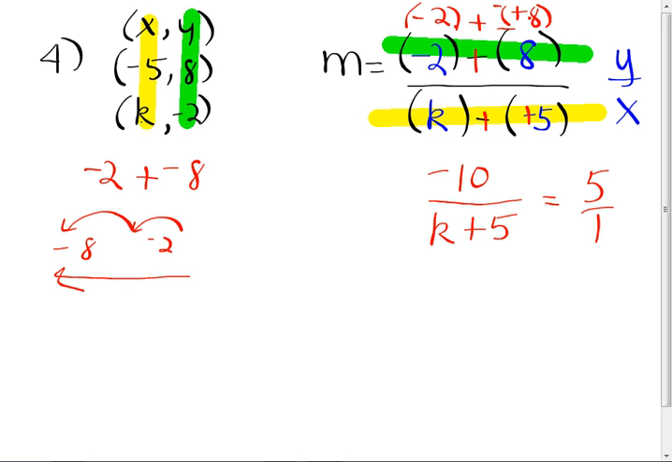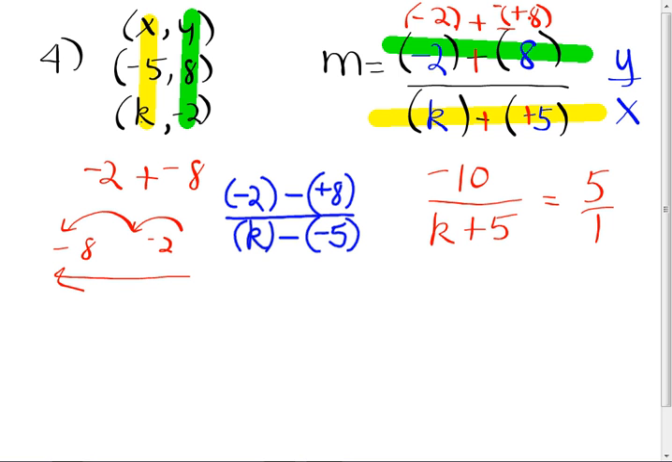You have problems with this? You're having problems with the integers. You have this originally: a -2 minus a +8. This is where the problem is. And that's k minus a -5. Wait, can I show you? Do I have them in the wrong place?